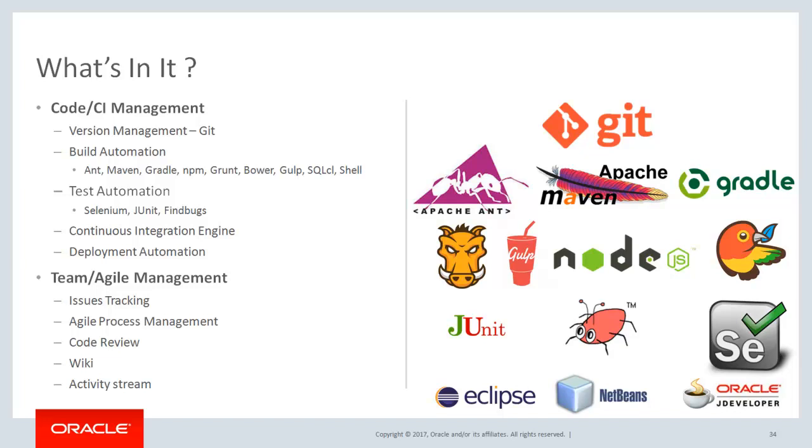Now, coming to collaborative, team-based, agile development, there are a bunch of features in Oracle Developer Cloud for this as well. So, starting with issue tracker, activity stream, collaborative code review, as well as some of the agile development features as well.